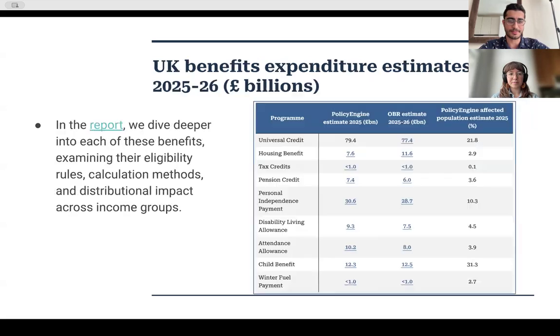model. For example, here we can see the Policy Engine estimates for each of these programs, for example, universal credit, housing benefits, tax credit, and pension credit, and so on. And we compare the Policy Engine estimates with the OBR government estimates. So you can see the difference in targeting that we have.